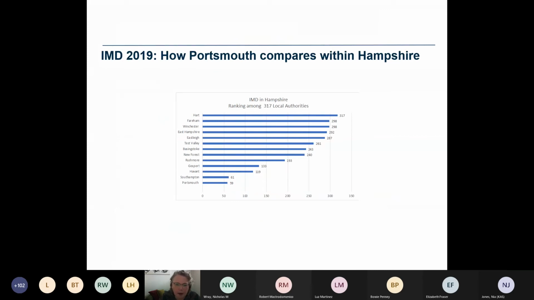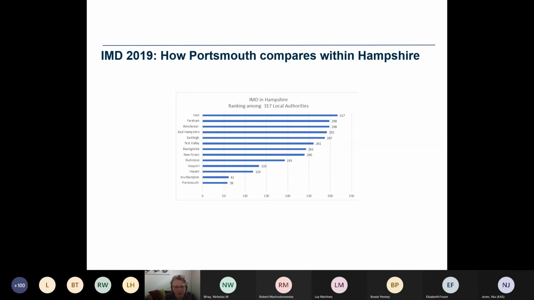This comes from the local authority level summaries. So while the data is published for and developed for the LSOA level, summaries are available at local authority level. So here we're just looking at the English IMD, and this shows how the 13 local authorities within Hampshire, the county in which Portsmouth sits, how they rank according to the average rank of the LSOAs within the local authority.